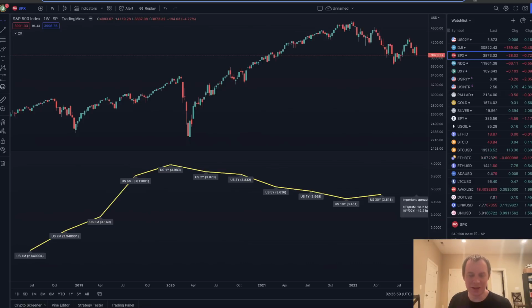So the yield curve is a great tool that I think all investors should be aware of. And before we get too far into it, one of the things you'll notice is that on this yield curve, we have the 1 month, the 2 month, the 3 month, the 6 month, the 1 year, 2 year, 3 year, 5 year, 7 year, 10 year, and 30 year.